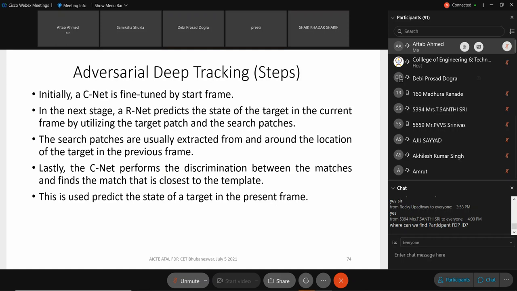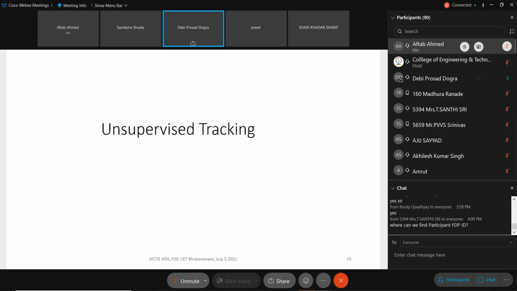In the next stage, RNet predicts the state of the target in the current frame by utilizing the target patch and the search patches. The search patches are usually extracted from and around the location of the target. Obviously you don't do the searching in the whole image, as that would unnecessarily take time. And lastly, CNet performs the discrimination between the matches and finds the match that is closest to the template. This is used to predict the state of a target in the present frame.